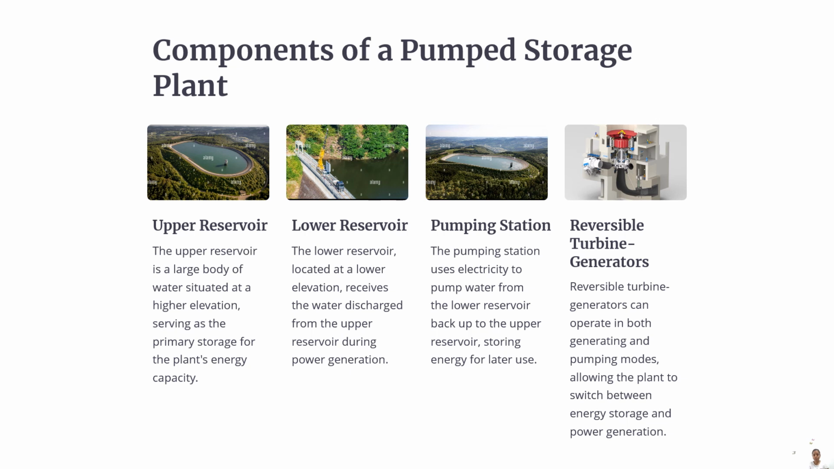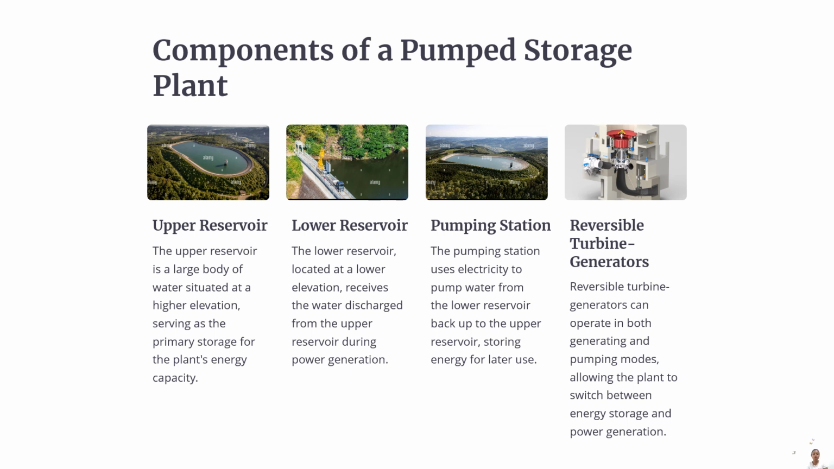Components of a pumped storage plant. So upper reservoir, lower reservoir, and pumping station and reversible turbine generators. So the upper reservoir is a large body of water situated at a higher elevation, serving as the primary storage for the plant's energy capacity.